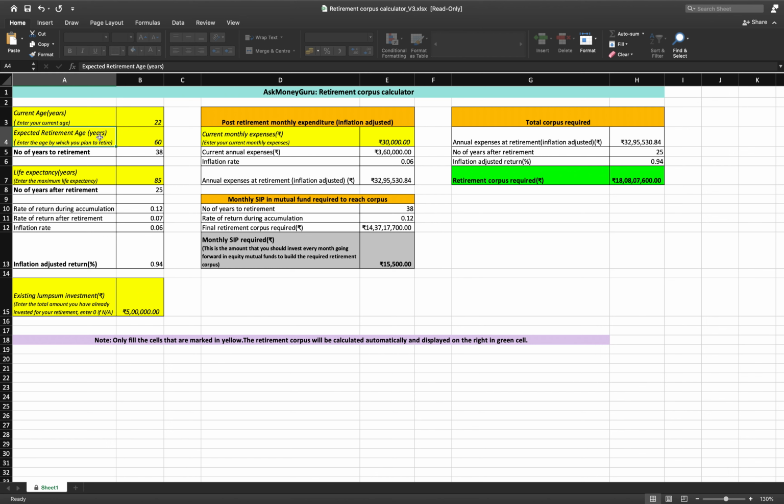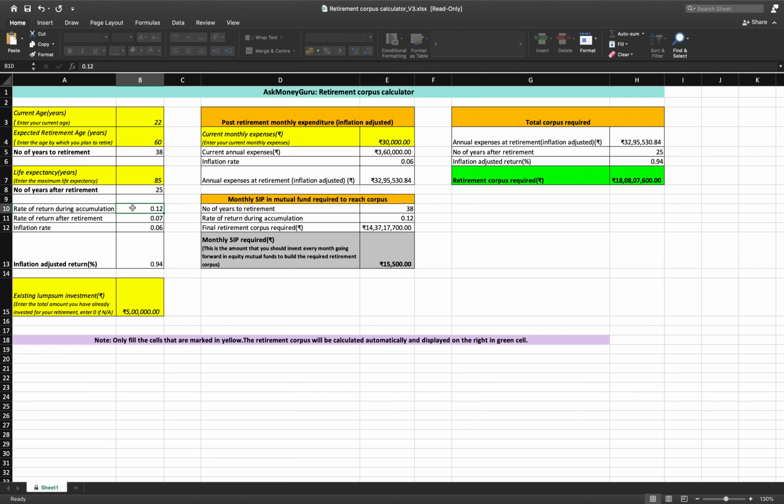Next we have the expected retirement age, that is the age by which you are planning to retire. Again, you will have to enter that in years in the right hand column. Then your life expectancy, how many years you are expecting to live, the maximum life expectancy. You just put a rough number based on your idea. Then the number of years to retirement is your expected retirement age minus your current age, and the number of years after retirement is your life expectancy minus the age at which you retire.